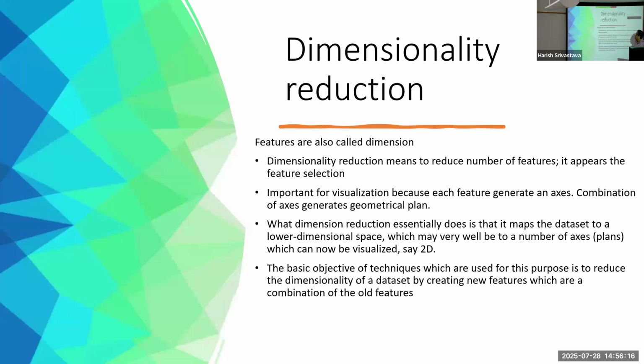Dimensionality reduction means reducing the number of features. It is important for visualization because each feature generates an axis, and a combination of axes generates a geometrical plane. What dimensionality reduction essentially does is map the data set to a lower dimension space, where a number of axes can now be visualized as, say, 2D. The basic technique used for this purpose is to reduce the dimensionality of the data set by creating new features which are combinations of old features.